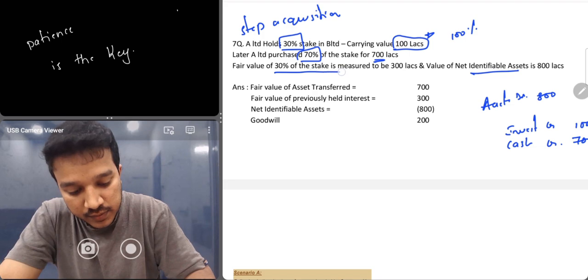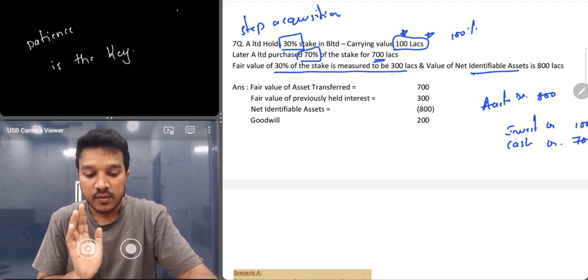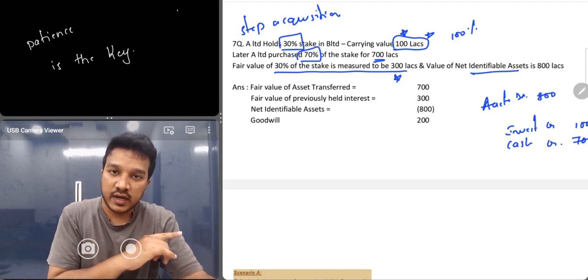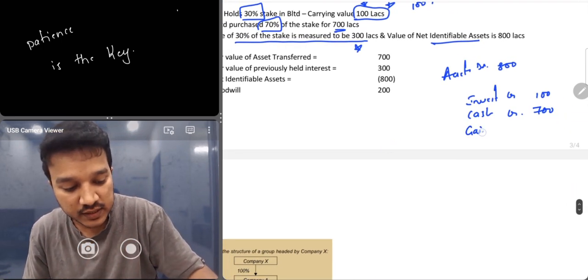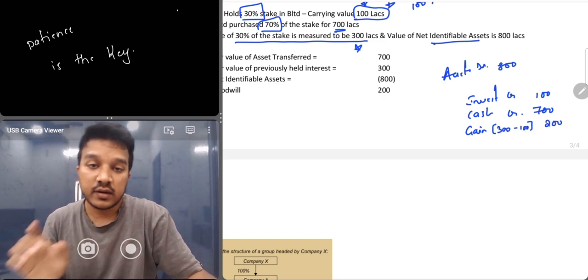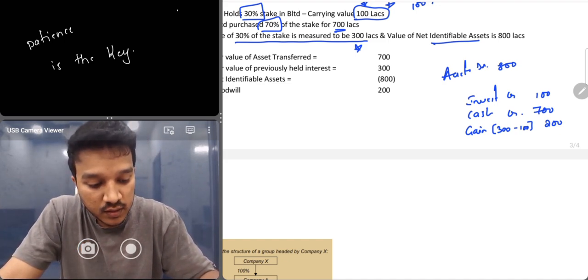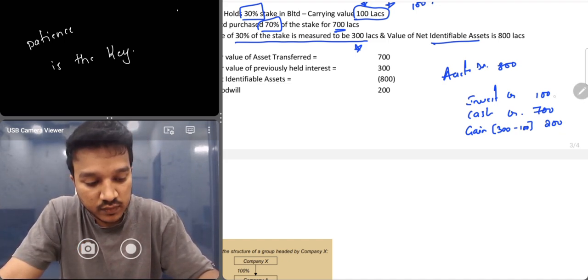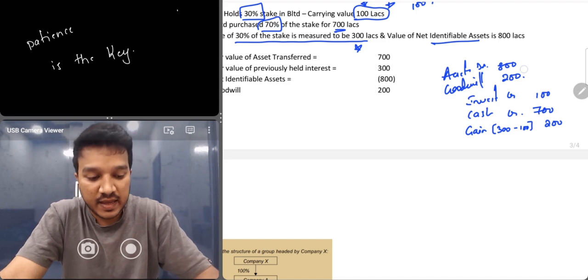Okay, now what is the gain? See, the value of 30% is 300 lakhs. In the books, it is recognized as 100 lakhs. Okay, but actual value of that 30% is 300 lakhs. Okay, now there is a gain. Gain को अपन क्या करेंगे? Credit करेंगे. Gain कितने का? 300 lakhs is the current value, and in the books it is 100. So there is 200 lakhs of gain that I got. Okay, so 700 and 1000. So there is a goodwill of 200. This is a balancing figure.